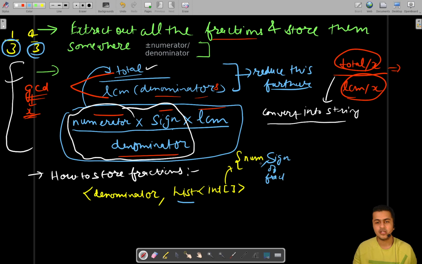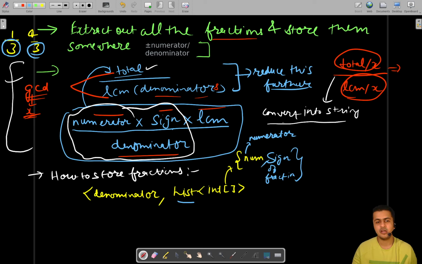Not number, numerator, to be specific. So this is numerator. So denominator to numerator mapping will be there along with the sign of that fraction. So you will store them like that.